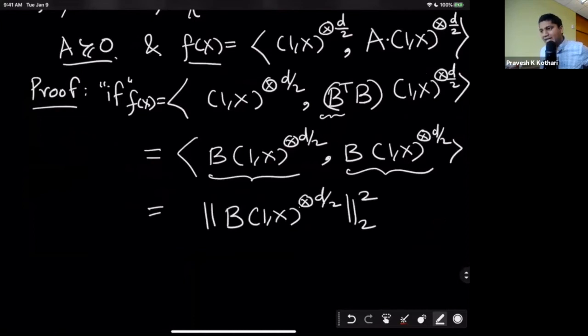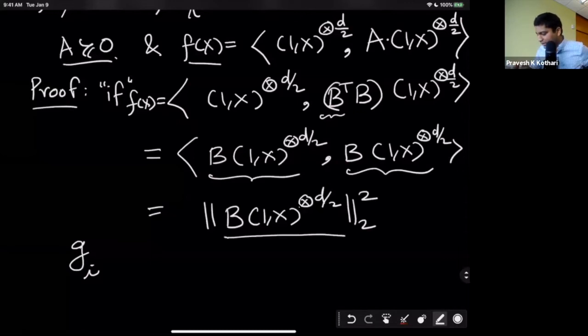And now, if you remember what the L2 squared norm looks like, it's just the sum of the squares of the entries of the vector, right? So let's write down g_i for the ith coordinate of this vector. Again, the notation can be daunting. We'll go over it again, but let me just run you through it one time first. So look at this vector. This is a vector in (n+1)^(d/2) dimensions. So i will run from 1 up till (n+1)^(d/2). And let's call g_i(x) the ith entry of this vector, which I can represent as the inner product of the standard basis vector e_i with B (1, x)^(⊗d/2).